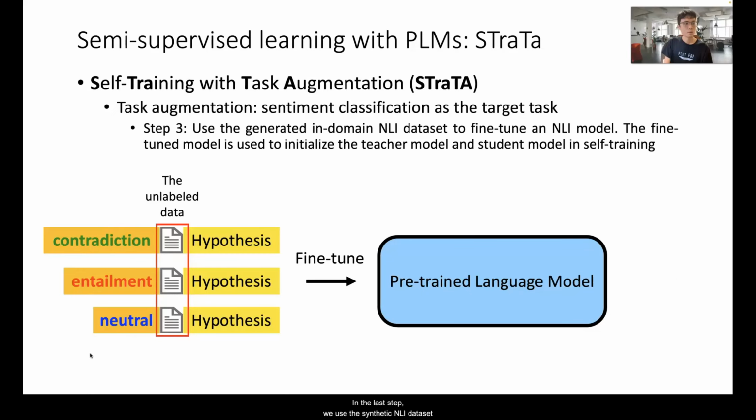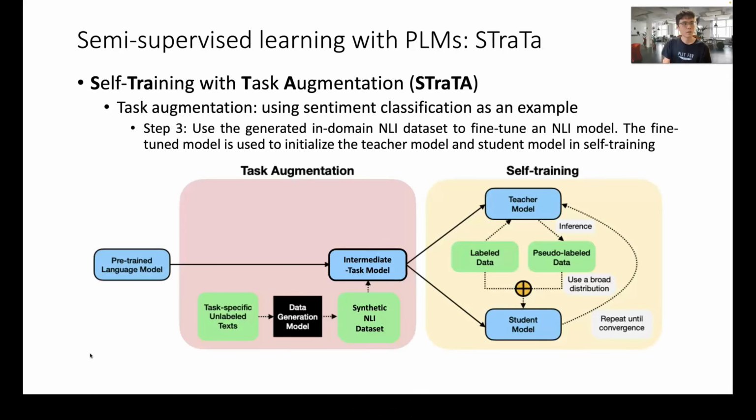In the last step, we use the synthetic NLI dataset as the intermediate task to fine-tune the pre-trained language model. After the model is fine-tuned, the model is used to initialize the teacher model and the student model in self-training. Transferring from this synthetic intermediate task is beneficial because the intermediate task is in-domain to the target task.